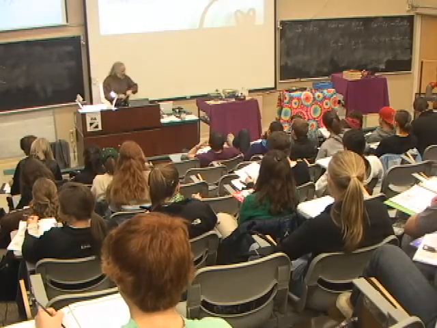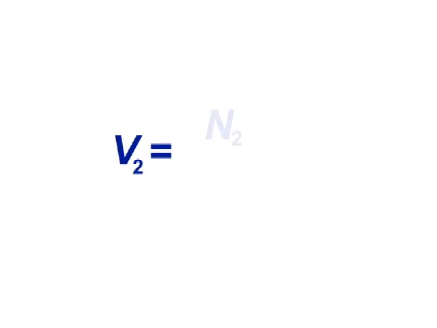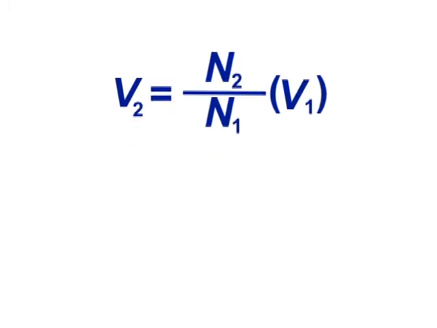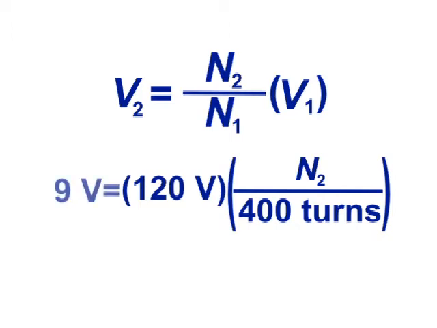But next stage, how many turns of wire on the secondary? Well, for that, we can use our voltage equation, which is this. V2 is equal to N2 divided by N1 times V1. What's V1, the voltage on the primary? 120 volts. I know N1, which is 400 turns. V2, voltage on the secondary? 9 volts. So I have everything in this expression except for N2, the number of turns on the secondary. Heavens to Betsy, that's what I want to solve for.